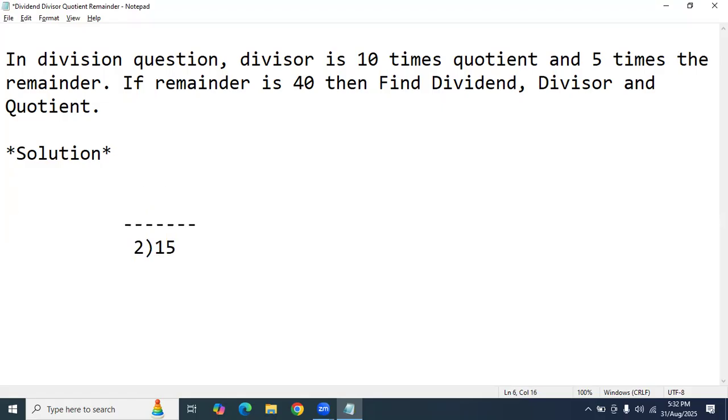If you know the table of 2, 2 sevens are 14. So we will write 7 at the top, 14 here, and 15 minus 14 becomes 1. So 2 sevens are 14, and 1 is remaining. If you look at this division, I can say this 7 is called the quotient.